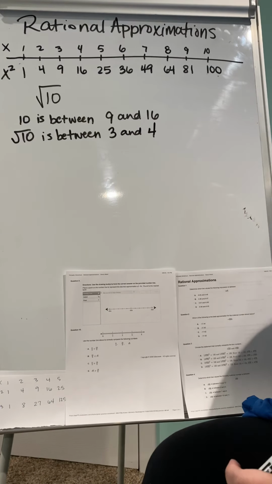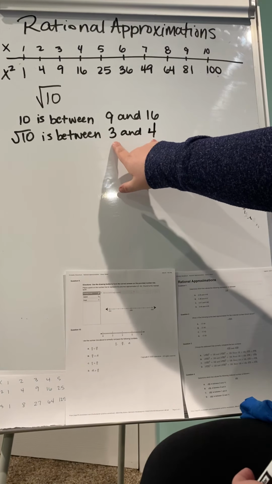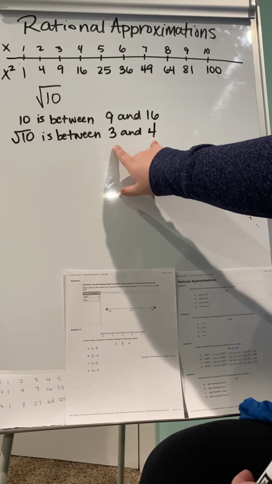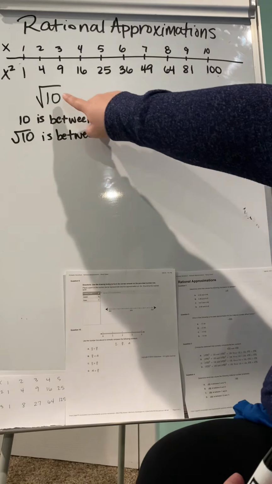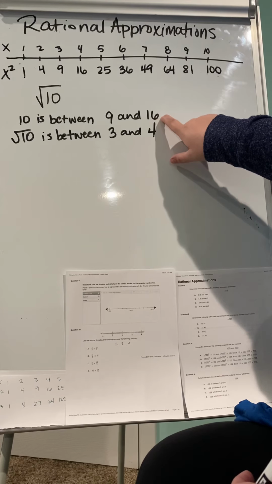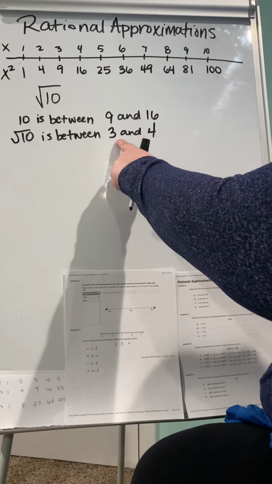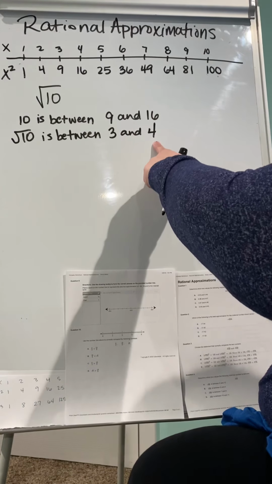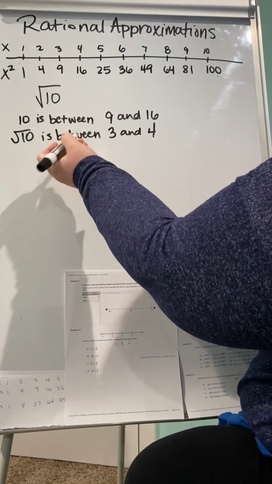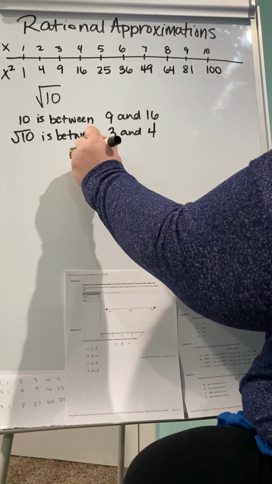Now, I know my answer is in between the number 3 and 4. So now we have to decide what it's closest to. If I look at the number 10, is 10 closer to 9 or is it closer to 16? It's going to be closer to 9. So that means my answer is going to be closer to 3 than it is to 4. So then we can start guessing, essentially, an estimated guess, a close guess. So I could say maybe 3.2.